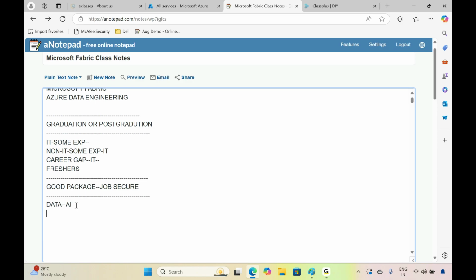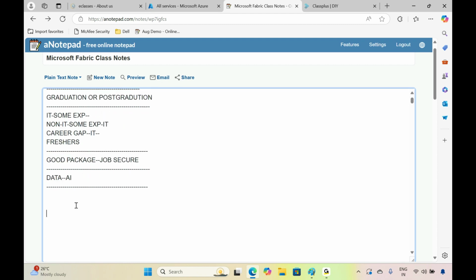And then what kind of jobs are available under the data category in the IT industry? As per my experience, there are three different kinds of jobs available. One is the data engineering job. The second is the data analysis job. The next is the data science job. These are the three different courses also offered in the market currently: data engineer, data analyst, and data scientist. So what will a data engineer do, what will a data analyst do, what will a data scientist do?